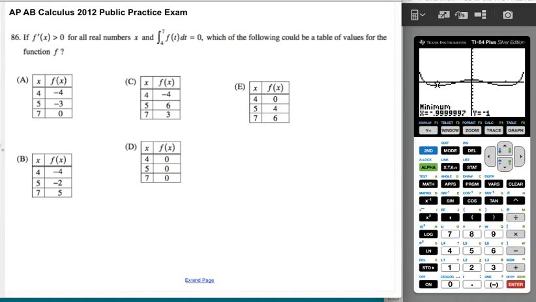All right, f prime of x is greater than 0, and we're given that the integral from 4 to 7 of f of t dt is 0. Which of the following could be a table for f? Okay, so let's talk about what we know.